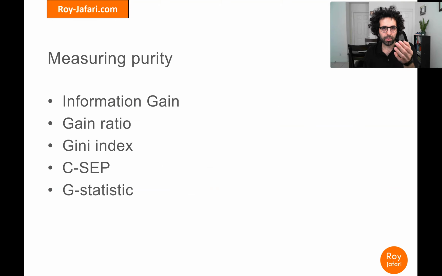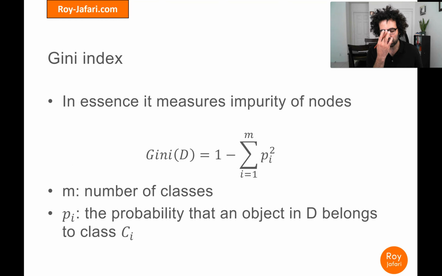To codify or capture this concept of purity, there are a few metrics: information gain, gain ratio, Gini index, CSEP, and GS statistics. All of these are possible purity metrics, and we actually work with some of them when we tune a decision tree. So we have to select the best one. But for the purpose of just learning what it looks like, we're just going to cover one of them, which is the Gini index.